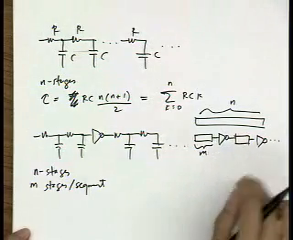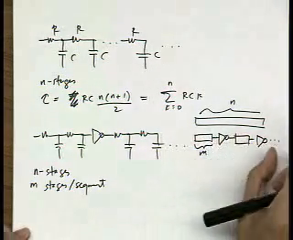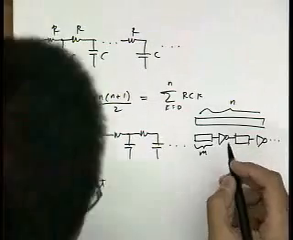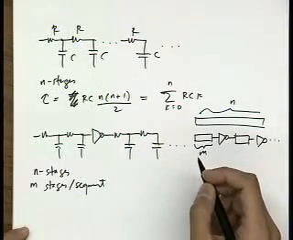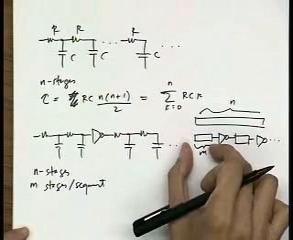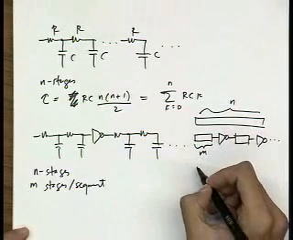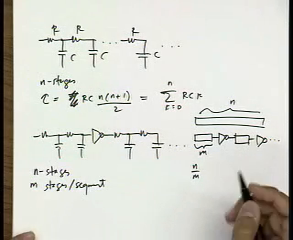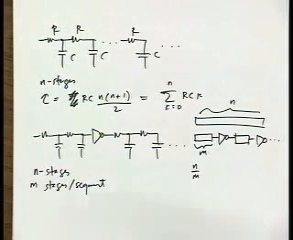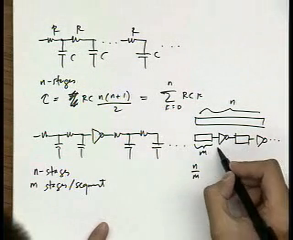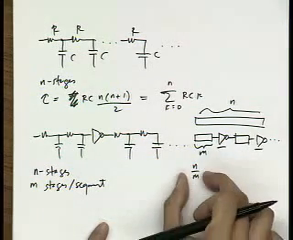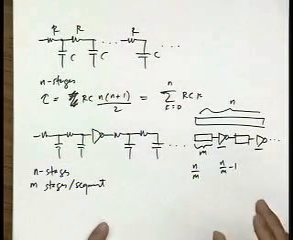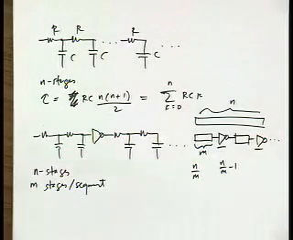So how many segments would I have? How many of this do I need, if this is m and this is n? It's n over m. And then how many buffers do I need? Obviously, if I have n over m segments, I need n over m minus 1 buffers in between each segment.